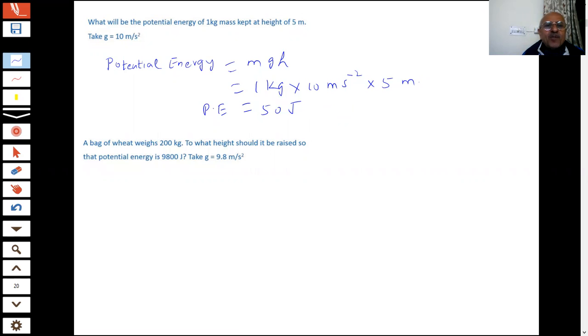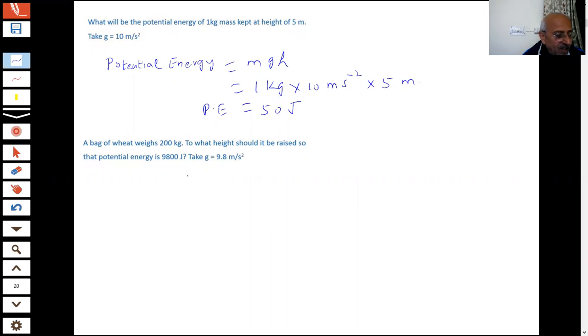A bag of wheat, student, weighs 200 kg. Now this is important, 200 kg mass. To what height should it be raised so that potential energy is 98,000 joules, student? 98,000 joules, and this was 50 joules, student. See, that will be quite a good amount of energy, students. So 5 meter is the answer.